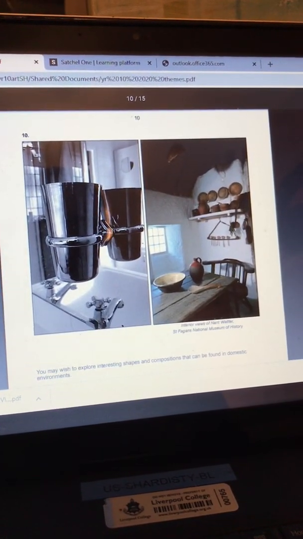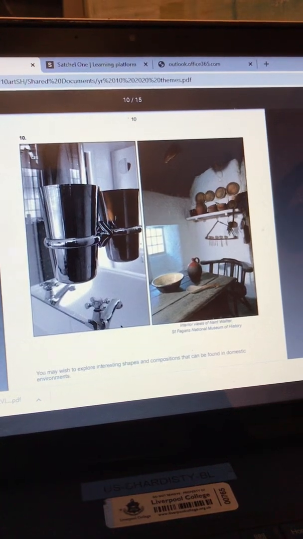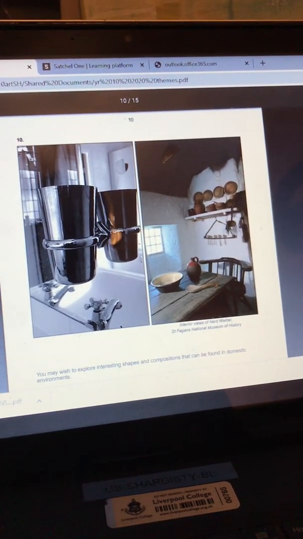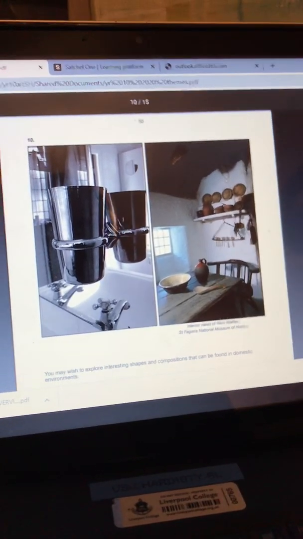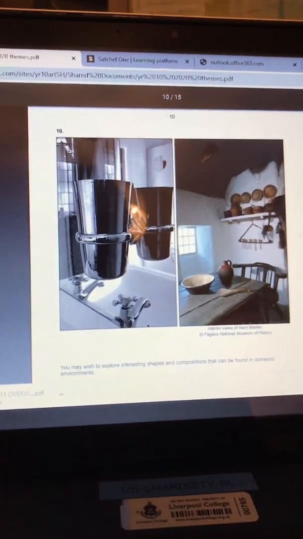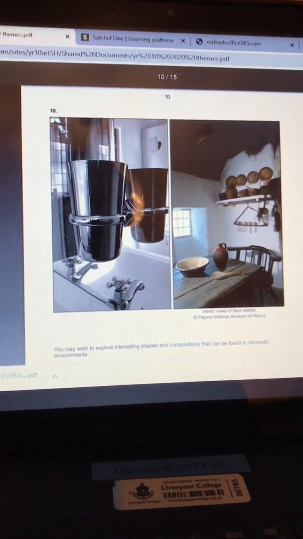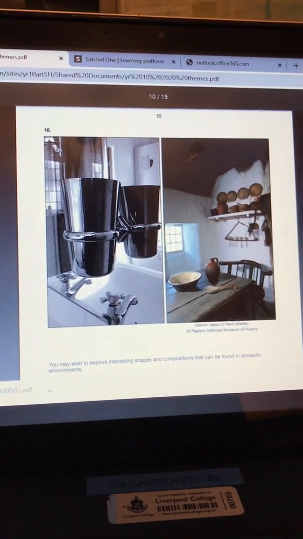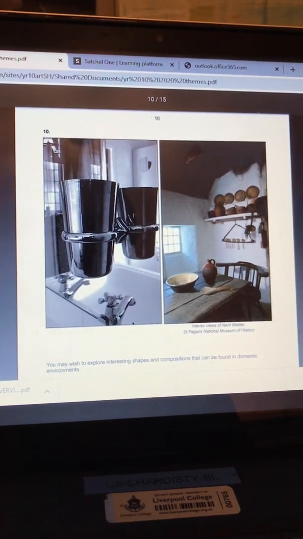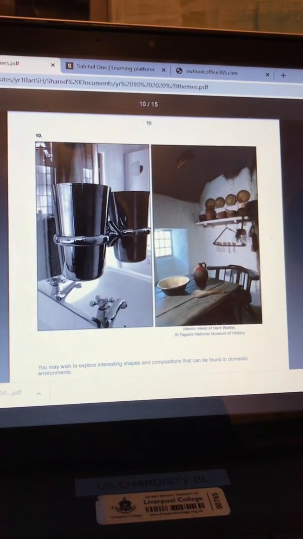Interesting shapes and compositions that can be found in domestic environments. This is about taking the everyday items and making interesting effects with them. So here we've got reflective kind of toothbrush holders. We've got bowls in the kitchen. So it's kind of taking something and playing around with it and being imaginative.